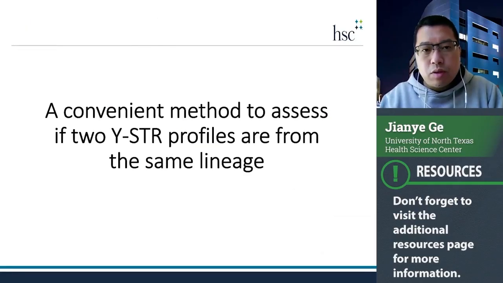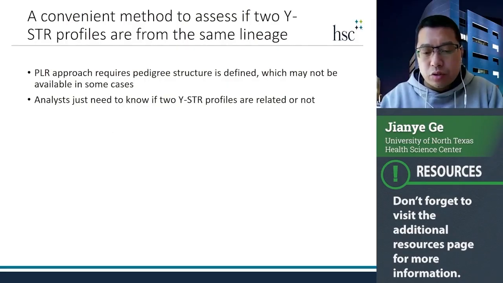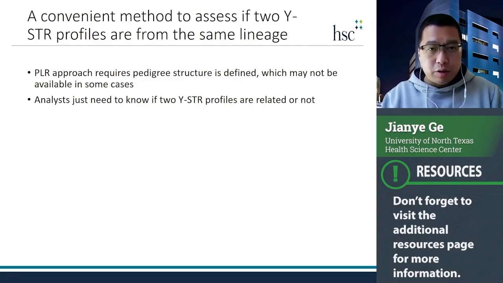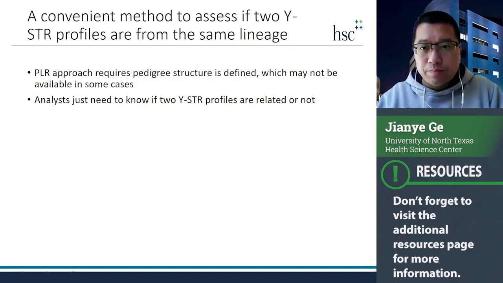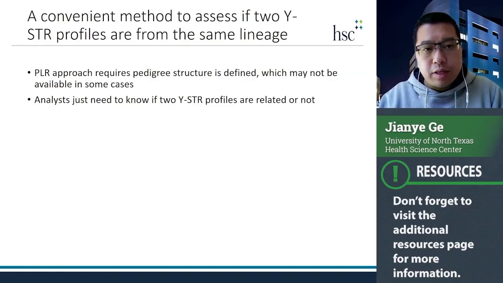In the software, we're also going to implement the second method, which is to quickly determine if two Y-STR profiles are from the same lineage. The pedigree likelihood ratio method is good, but it's a heavy solution. You need to know the pedigree structure, you need to know the haplotype frequency, lots of information. But that information may not always be available. In some cases, DNA analysts just need to know if two profiles are related or not. They don't care if it's a father-son relationship or a first-cousin relationship. They just want to make a quick decision.